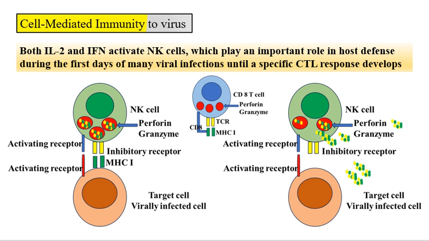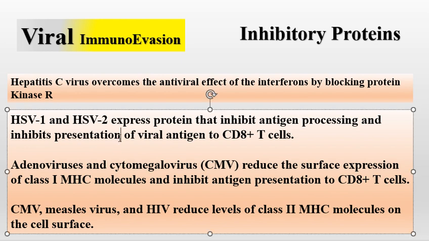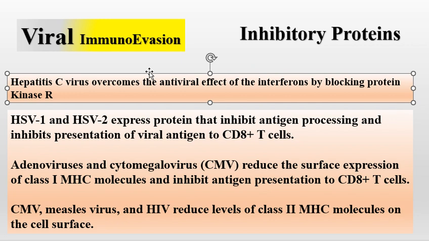So some viruses, in order to abolish this or to hide themselves and not to be seen by other immune cells, they tend to inhibit antigen presentation, processing and antigen presentation of viral antigen to CD8 T cells.